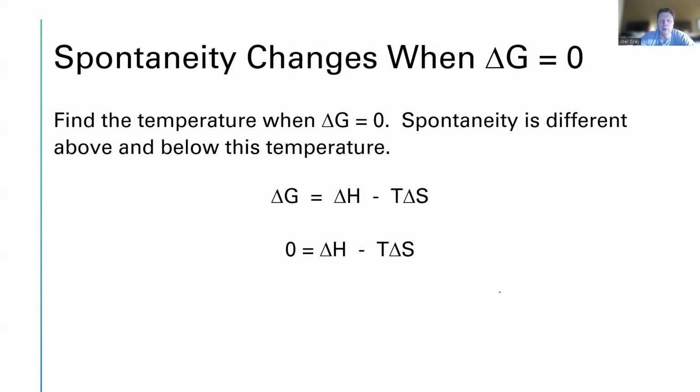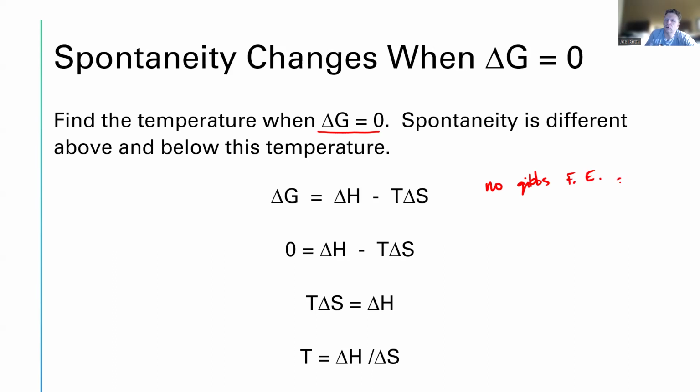So what we want to do is set delta G equal to zero. That sets 0 equals delta H minus T delta S. Then you can rearrange this, adding T delta S to each side, giving T delta S equals delta H. Then divide each side by delta S, and you get T is equal to delta H over delta S. So delta G is zero, no Gibbs free energy change, when T equals delta H over delta S.